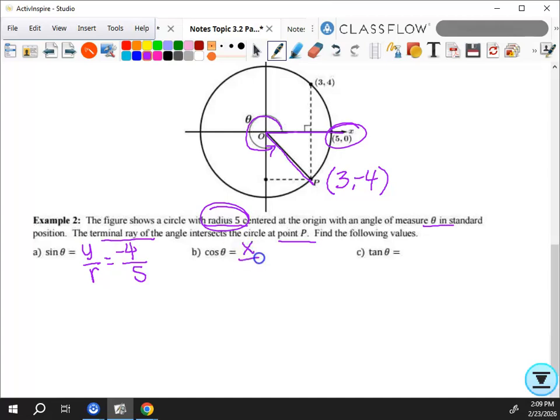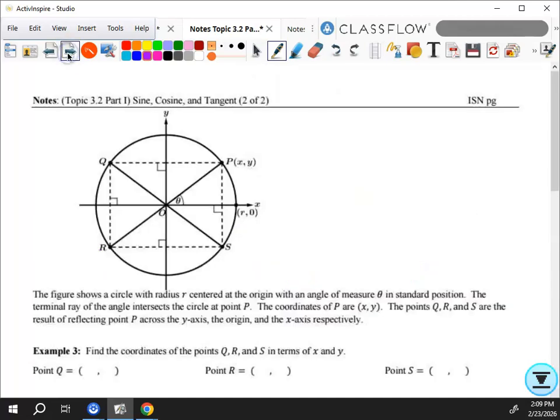Cosine we know is x over r. So that's going to be 3 over 5, right? Tangent we know is y over x. So that's just negative 4 over 3. Okay, this has nothing to do with my unit circle values. I don't know what the angle measure is, and I don't really care at this point. Everybody okay with all that? Not too bad. All right, good. Grab your other sheet of paper. This is also going on 83.